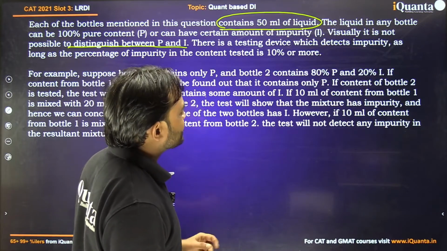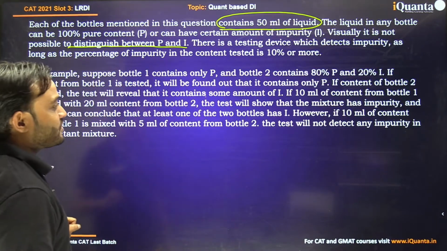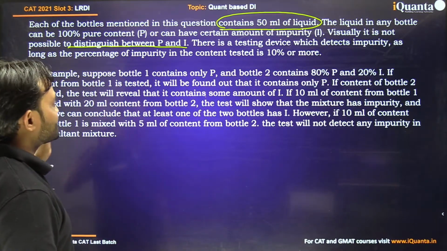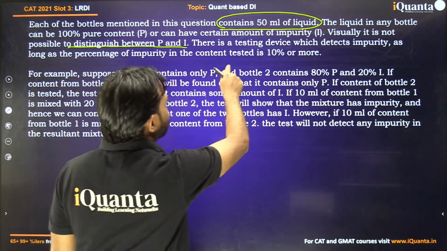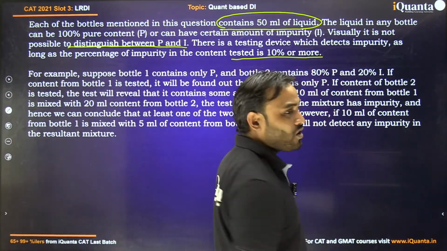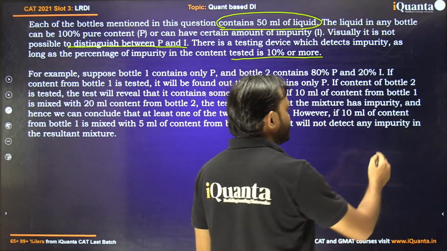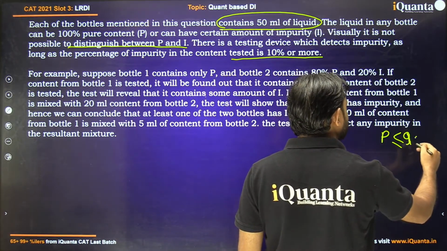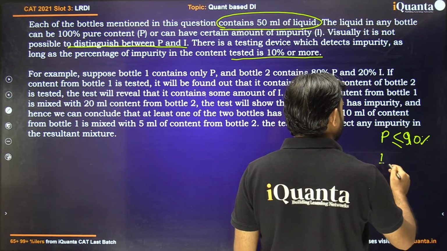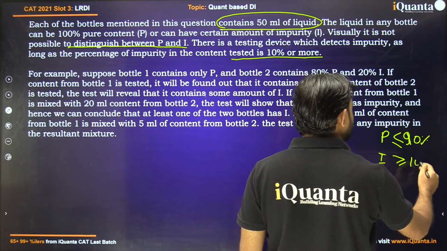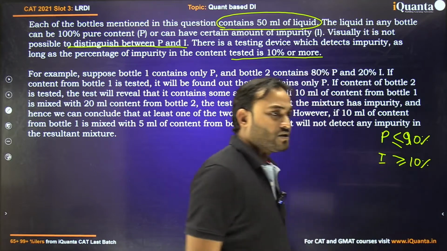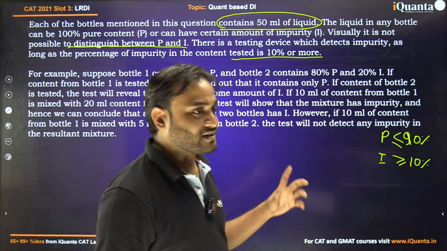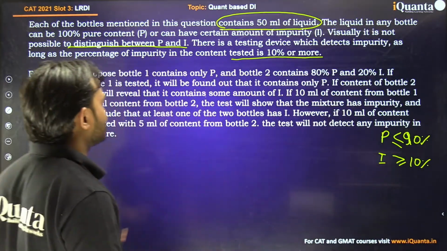There is a testing device which detects impurity as long as the percentage of impurity in the content tested is 10% or more. So basically, if purity is less than or equal to 90%, or impurity is greater than or equal to 10%, the device will be able to detect the impurity, otherwise it's not.